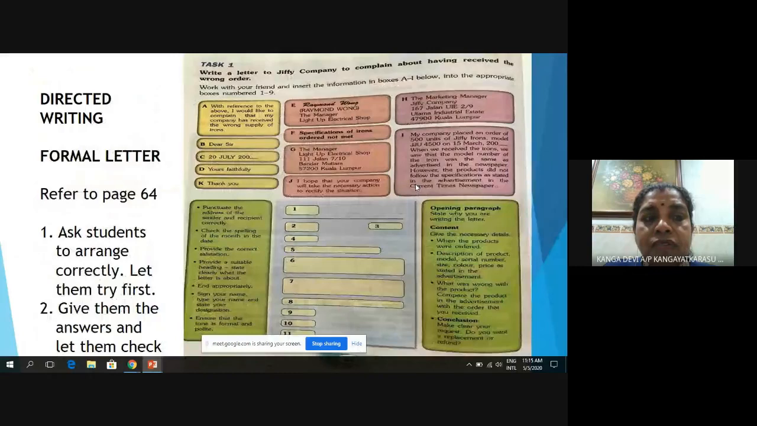All right. I would like to take you all to directed writing, which is on page 64, formal letter. If you look at page 64, it's a beautiful thing that our textbook writers have done. If you had seen just now, our first few presenters had used Google Form. For our students whose phones cannot support it, look at page 64. So we ask them to fill in, match and fill in correctly.